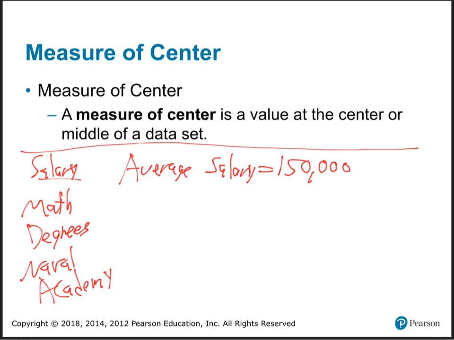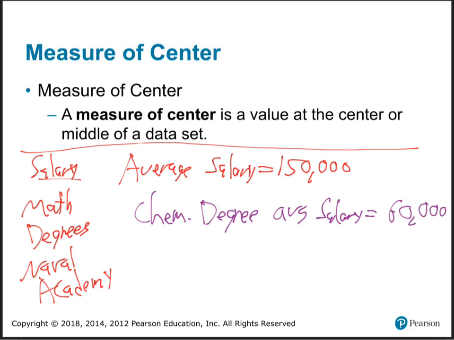Whereas, let's say if you have a chemistry degree, the average salary is only $60,000. Wow. I'm just making up numbers right now, but I actually do have some truth behind them. That's quite a different story, huh? I'm going to major in math.